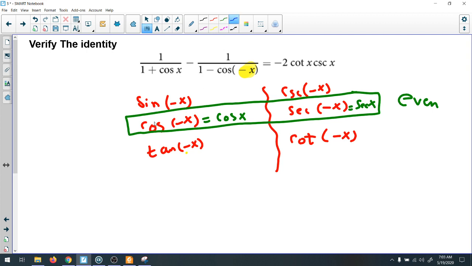But sine and tangent are odd functions. Sine of negative x must be negative sine of x. And here is the reciprocal, cosecant of negative x equals negative cosecant x. And we have the same here: tangent of negative x equals negative tangent x. Cotangent of negative x equals negative cotangent x. Make sure you copy notes here. Those functions are odd.